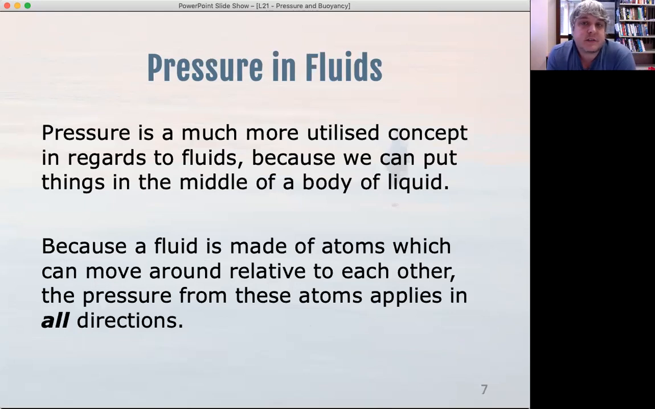In fluids though, pressure is a much more utilized concept because we can actually put things in the middle of a body of liquid. You can hold something under water. That means the pressure that exists in that fluid is going to be pushing everywhere on that object. So the pressure applies in all directions. If you hold something underwater, it's not just water pushing down on the top, there's water pushing sideways on it too. And there's even water pushing up, because the water underneath would try to be where the object was if the water around it is trying to push down and push that stuff up. It's all sort of moving. Basically, water wants to get into where that object is. That object is in the way of the water, and the water wants to get in from every direction, is the point.